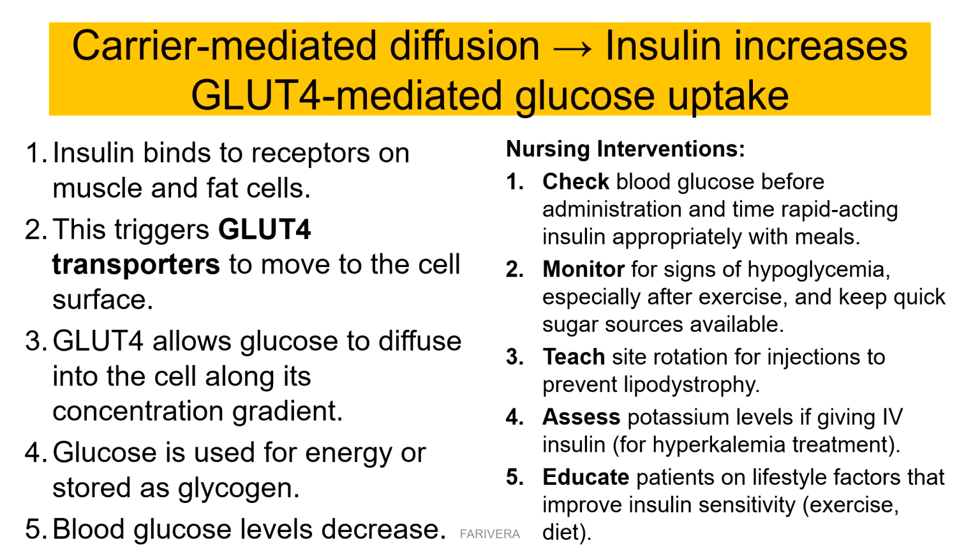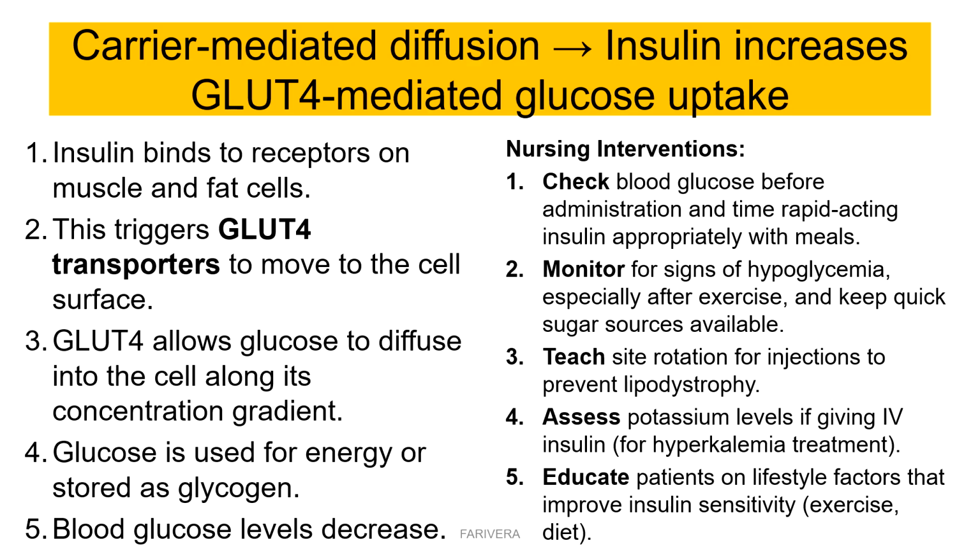Now we look at carrier-mediated transport involving glucose. Insulin binds to receptors on muscle and fat cells. This triggers the GLUT4 transporters, and take note of the word transporters, to move toward the plasma membrane. The GLUT4 then allows glucose to enter the cell along its concentration gradient. The glucose can be used for energy or stored as glycogen. As more glucose moves from the blood into the cells, blood glucose levels decrease.